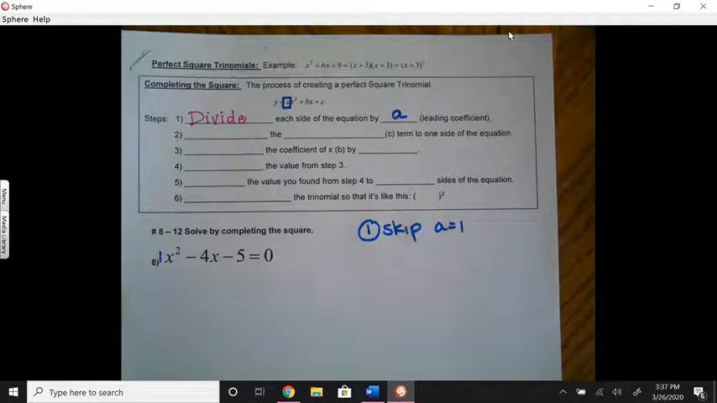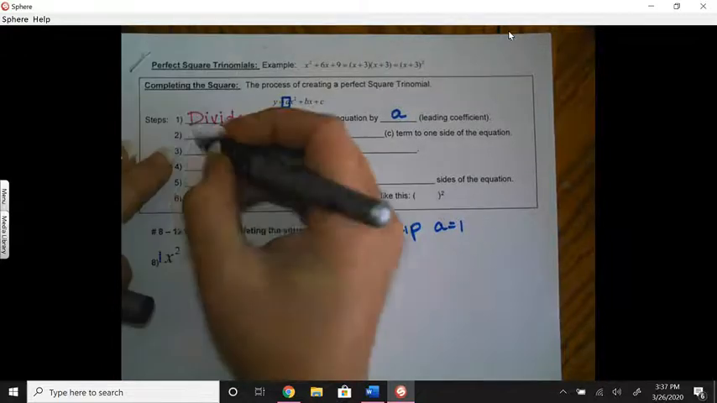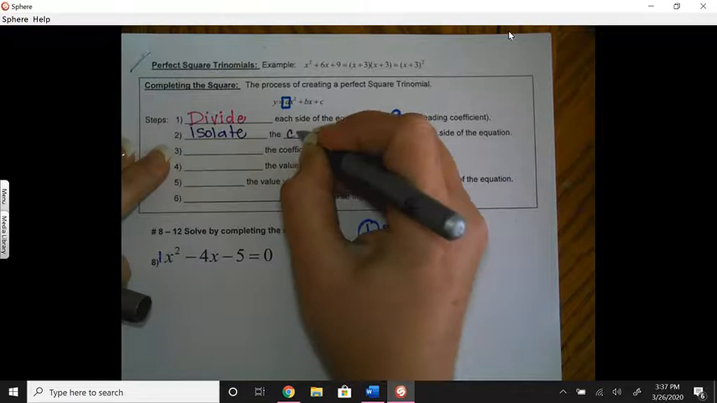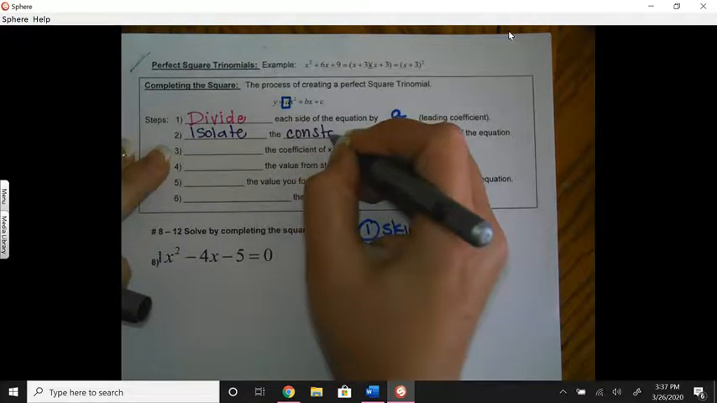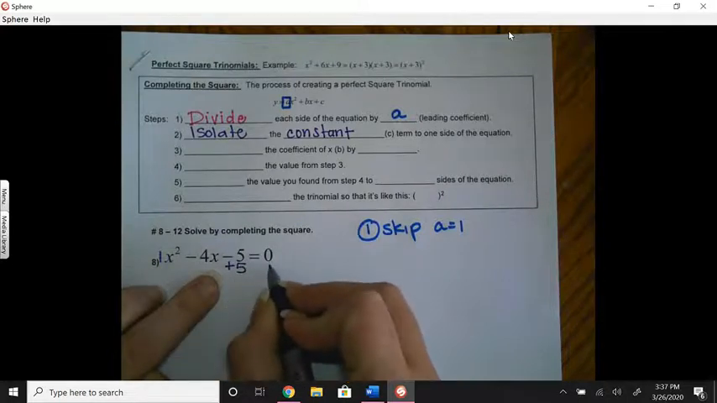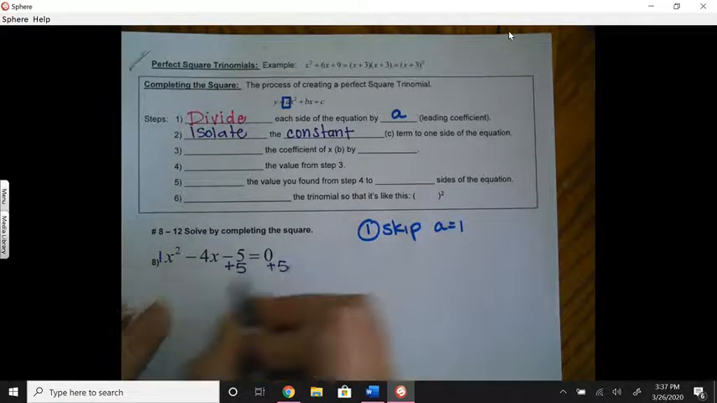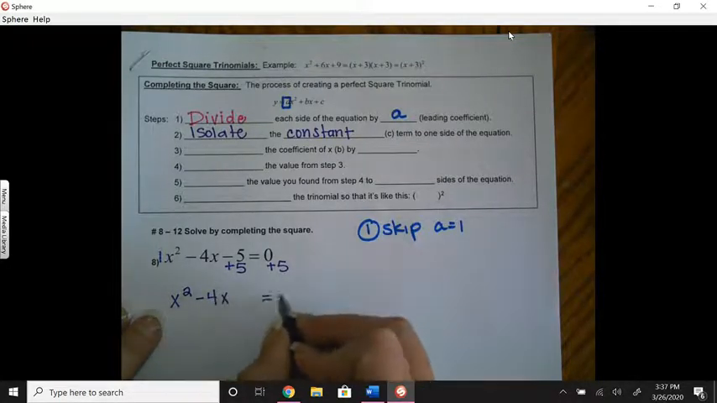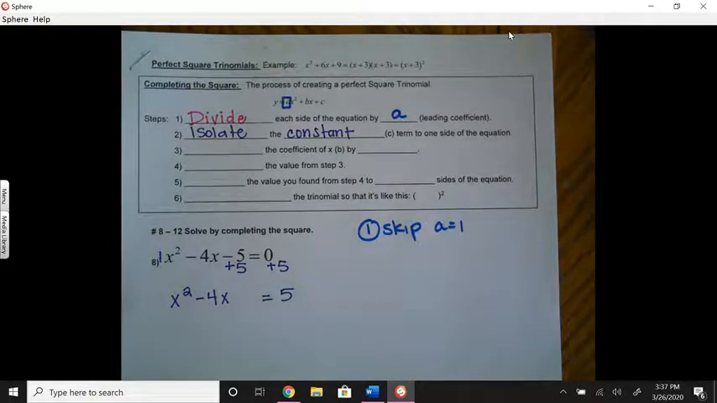Okay. Step 2, we want to isolate the constant. So what that means is I'm going to go ahead and add 5. I want the constant all by itself. So I want the terms that have the x's together. So that would be step 2.